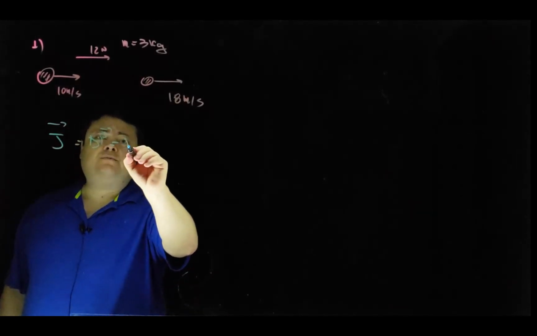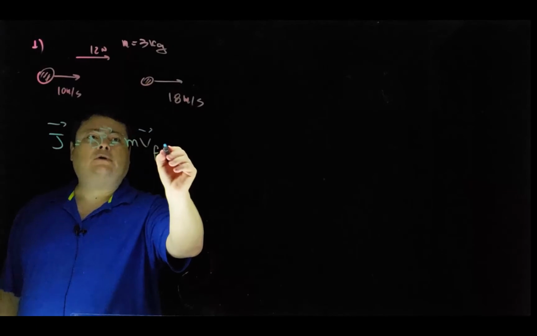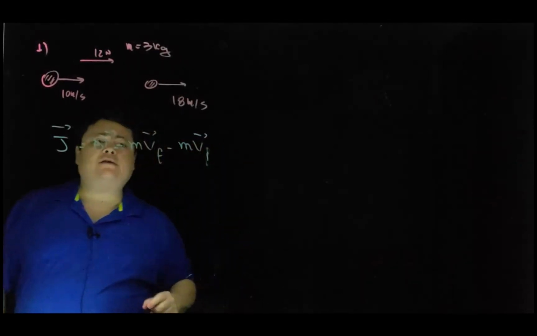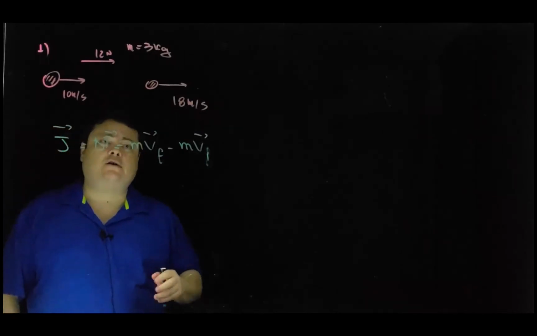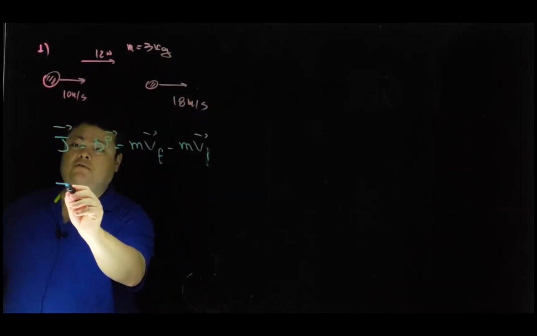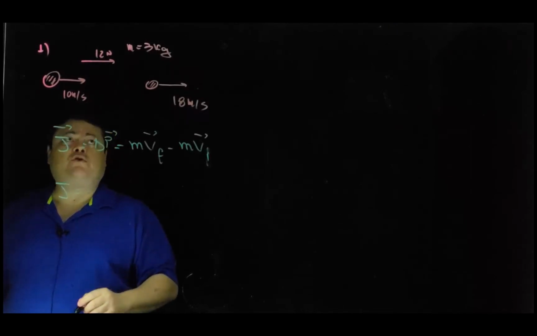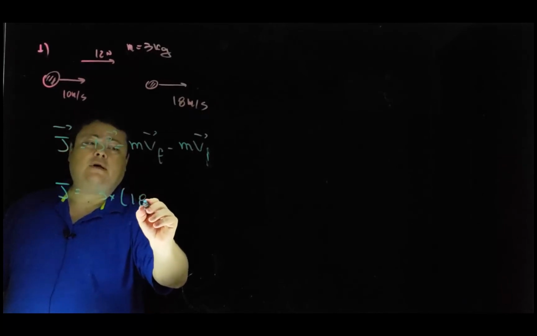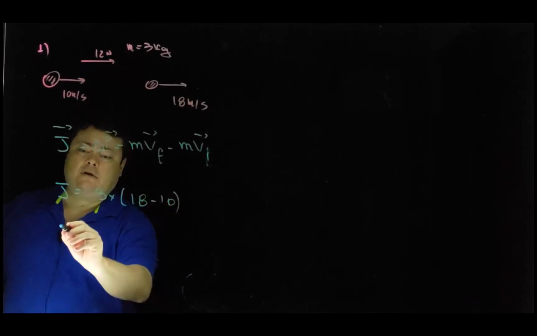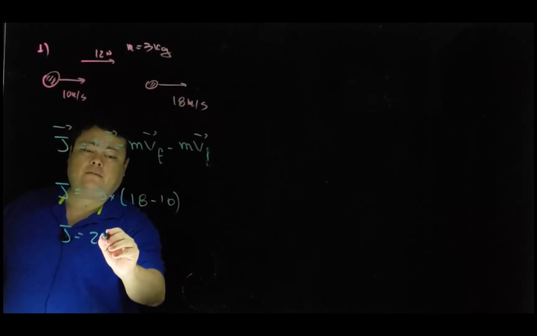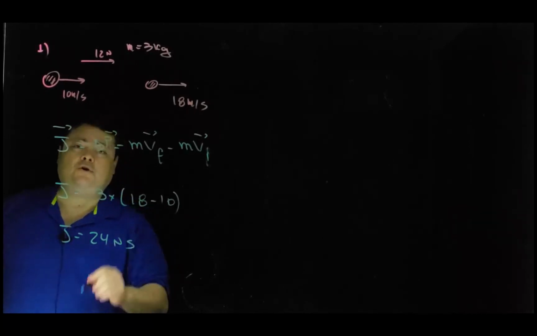And change in momentum is mass times final velocity minus mass times initial velocity, which is final momentum minus initial momentum. So in terms of magnitude, this impulse is going to be 3 multiplied by 18 minus 10. So this impulse is 18 minus 10 is 8, times 3, 24 Newton second.